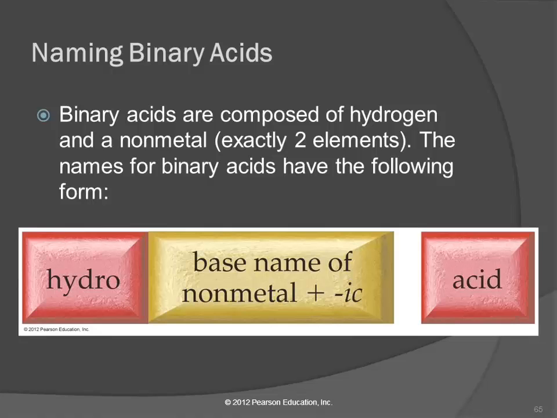So the binary acids, two elements, hydrogen and another nonmetal. And the pattern here is we put the prefix hydro in the beginning, and then the base name of the other element, we change the ending to ic, and then we add the word acid. So these guys also have two names, but they all have the same last name. They all end in acid.